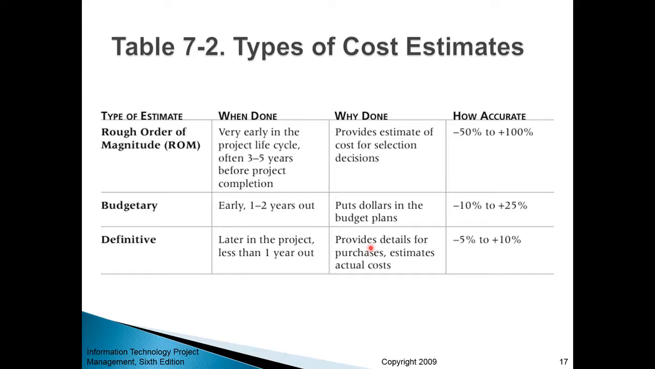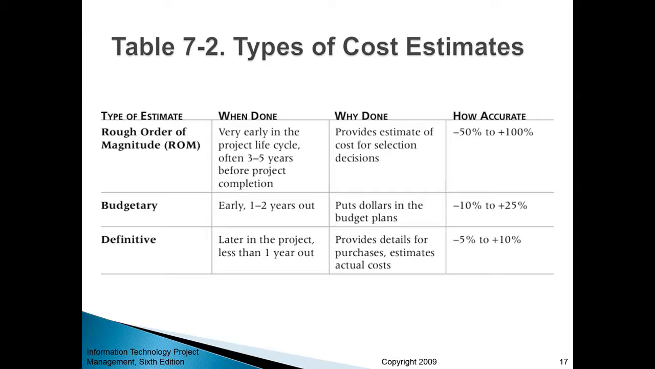Obviously, as you can tell from the name, those kinds of estimates are done to prepare the budget. And since you're much closer to the actual project completion date, the accuracy improves. You can have a variance of something like minus 10% to plus 25%.